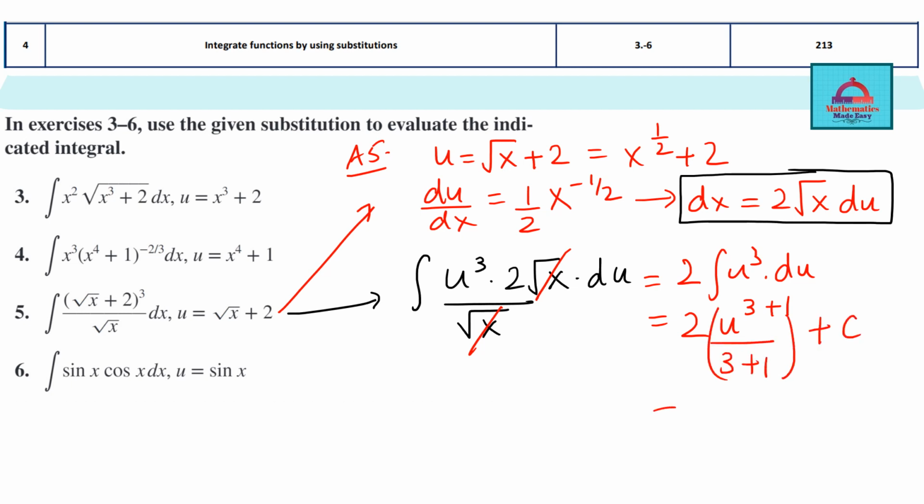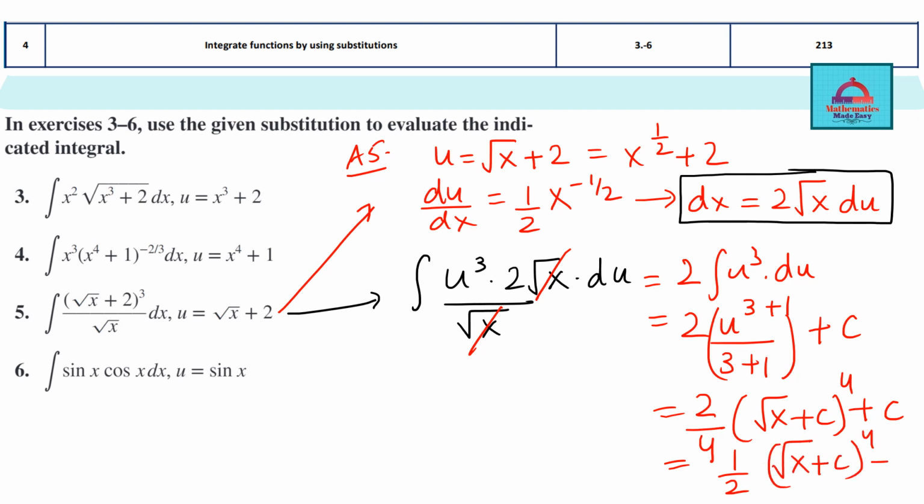Now we put back the value of u, so this becomes 2 by 4. U is square root x plus 2, and the power becomes 4 plus c. Again, you can simplify, cancel the common term, so the final answer is 1 by 2 square root x plus 2 whole to the power 4 plus c. I'll just correct this thing. Instead of this c, you have 2 here, so that is the correct answer. So that completes answer number 5.